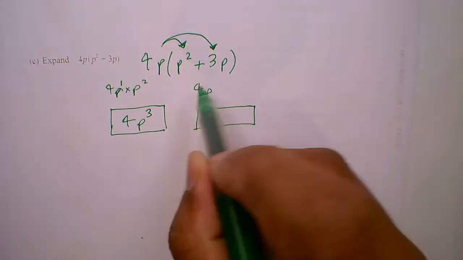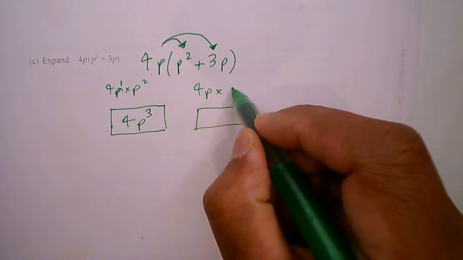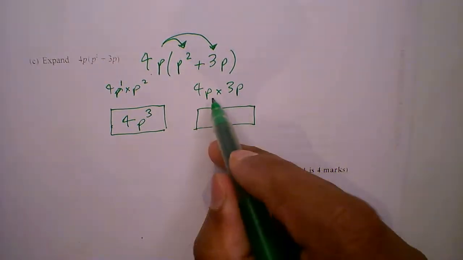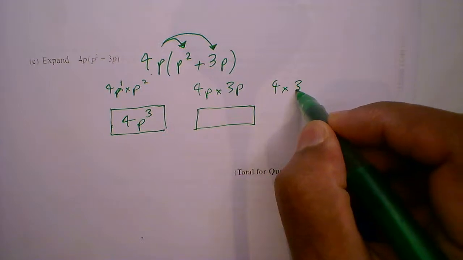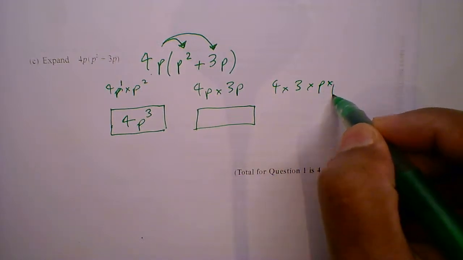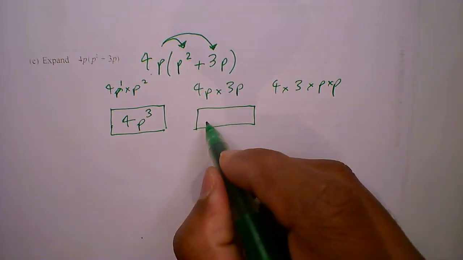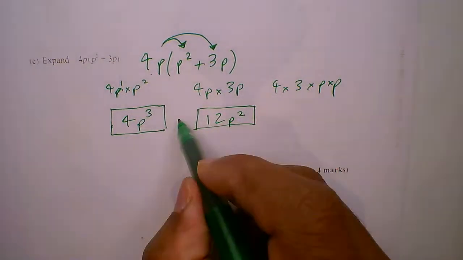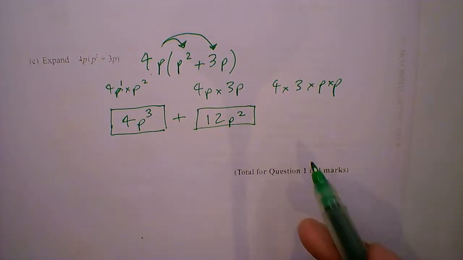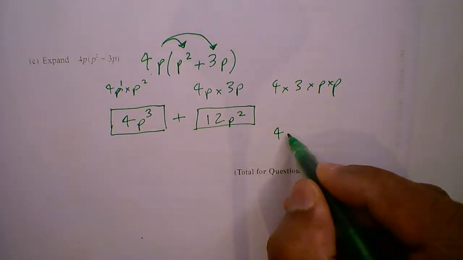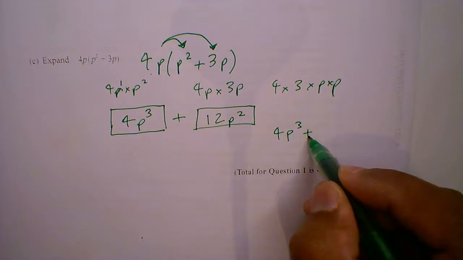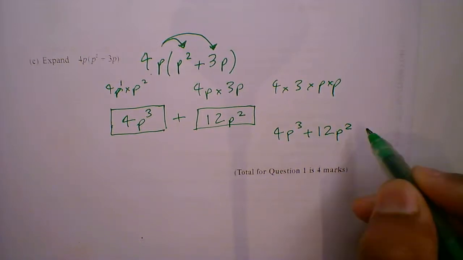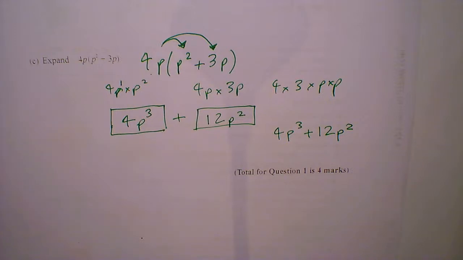And now for the next term, 4p times 3p. So I can put the numbers near each other. 4 times 3 times p times p. So 4 times 3 gives me 12. And then p times p is p squared. And this is positive. So that's my final answer. It's 4p cubed plus 12p squared. So nice and straightforward question there. Nice start to the exam paper.